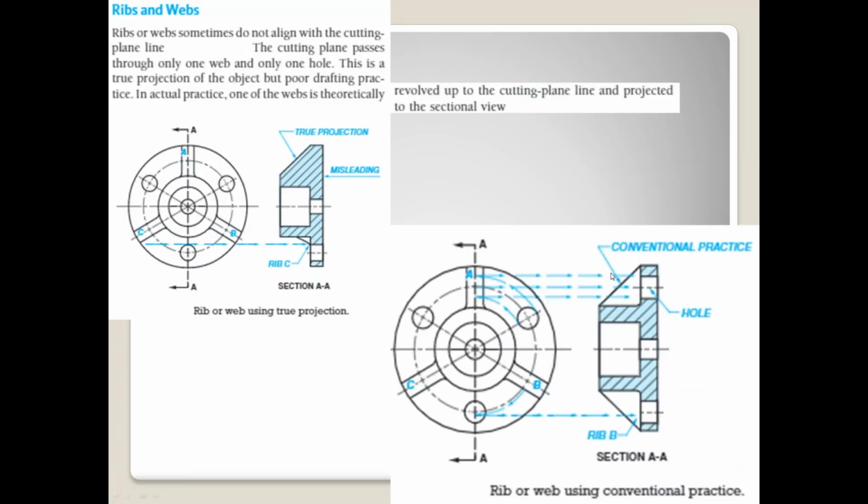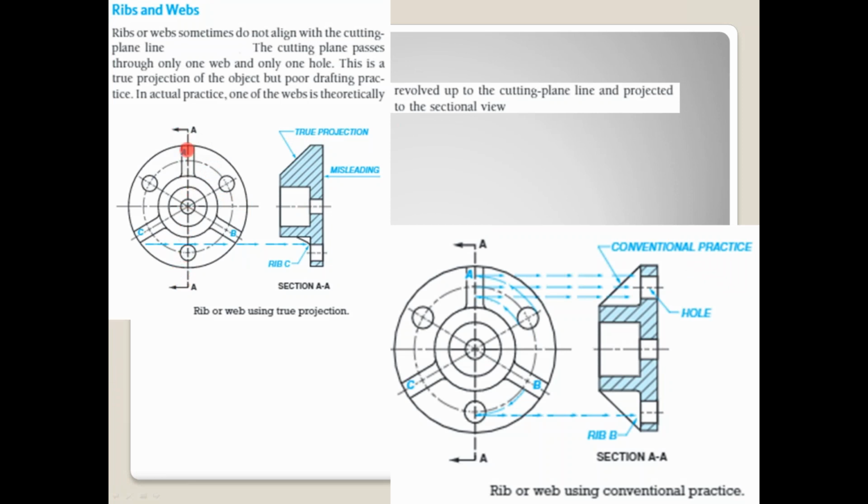So we talk about the ribs and webs, and these ribs and webs sometimes do not align with the cutting plane line. The cutting plane passes through only one web and only one hole. This is a true projection of the object, but poor drafting practice. In actual practice, one of the webs is theoretically revolved up to the cutting plane line and projected to the sectional view.